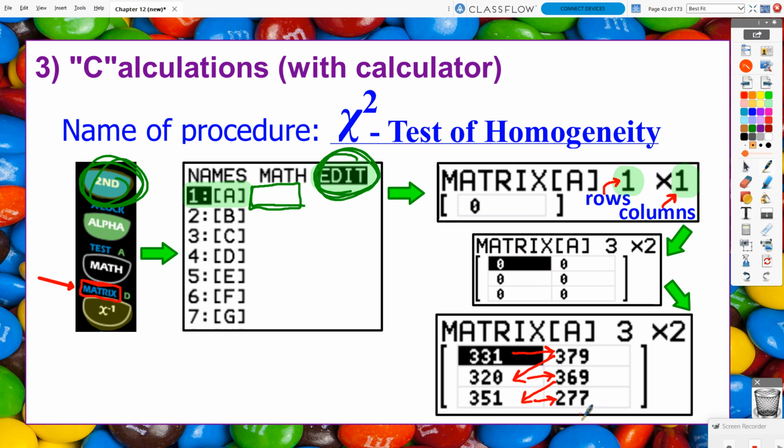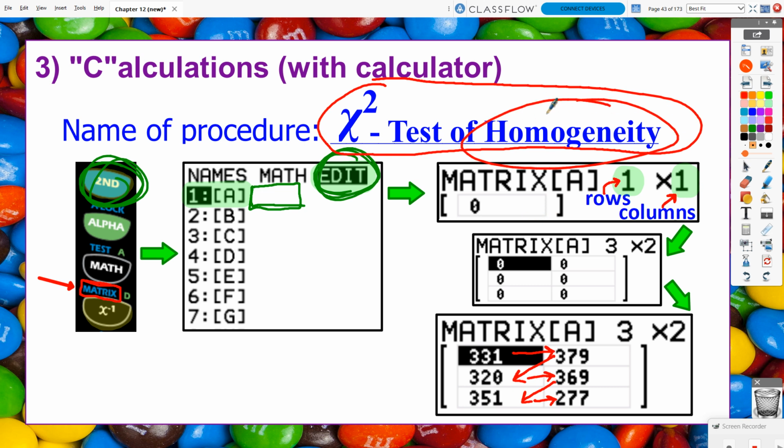Now, the one thing I failed to mention is you do need to name this procedure if you're going to use the calculator with the matrices. We have to name this a chi-square test of homogeneity. There is no abbreviating this one. Like with a goodness of fit, we call that a GOF test, but you can't call this a TOH. I honestly have never seen anybody try to abbreviate it, but you're going to have to name this thing out. Some people will ask, what if I misspell homogeneity? Not a problem. As long as you are close enough, you'll get the credit.